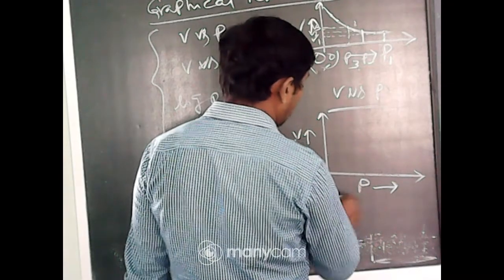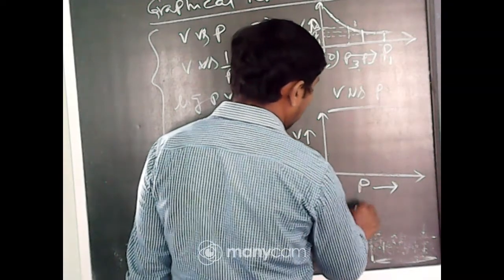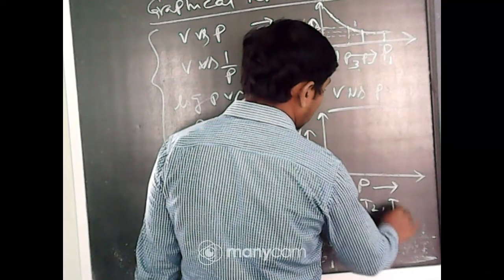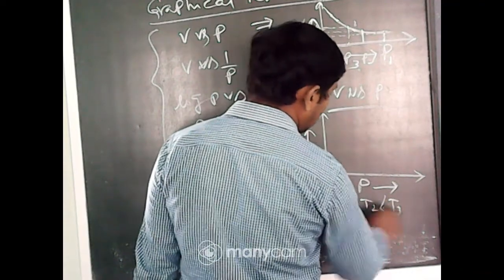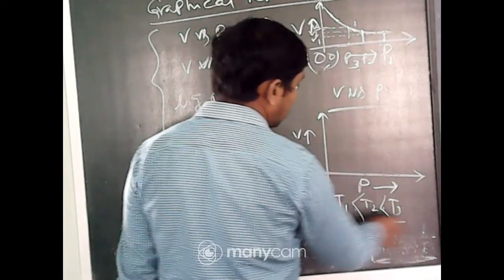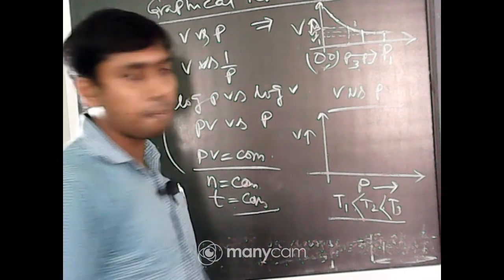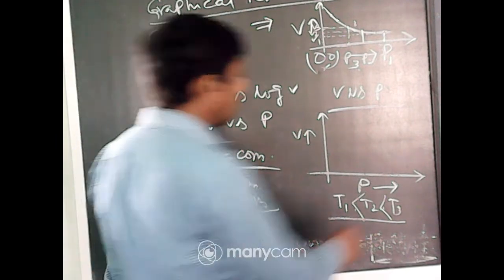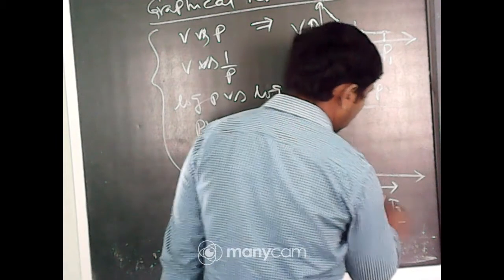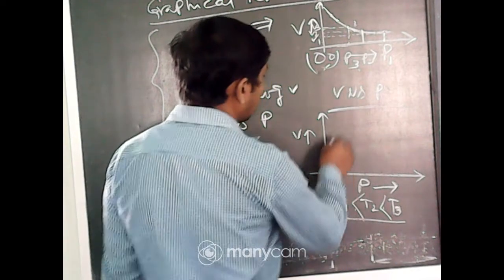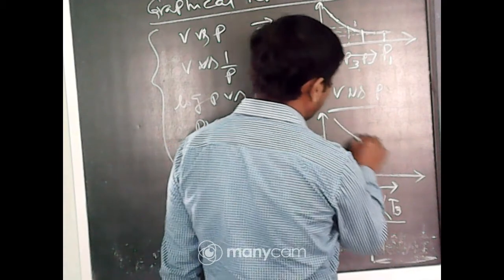Regarding that, if we take T1, T2, T3, where T3 is greater than T2 and T2 is greater than T1, if such mathematical data is there, then for T3 we will get a plot.